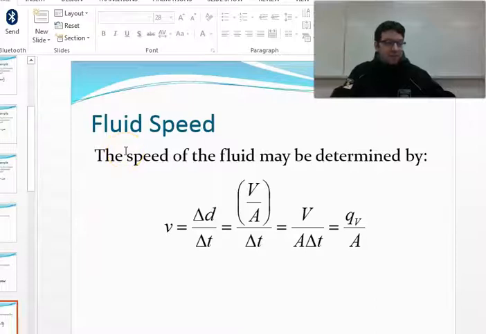Fluid speed is another thing. So how are we going to talk about fluid speed? Let's just go with what we know so far. Speed is distance over time. Then I replace distance with volume over area. Why did I do that? Let me try and explain that.